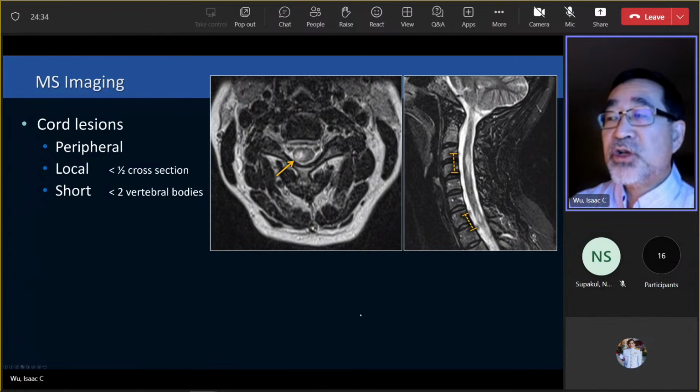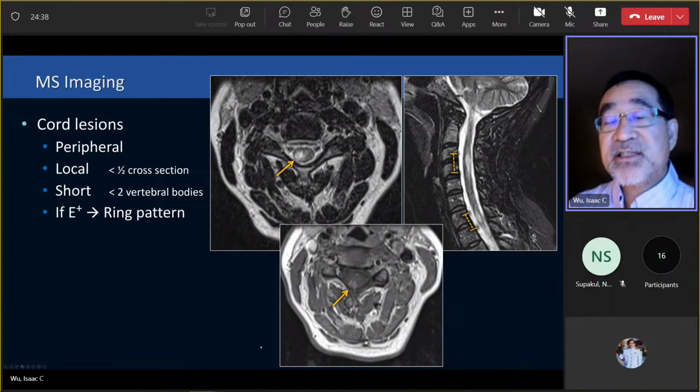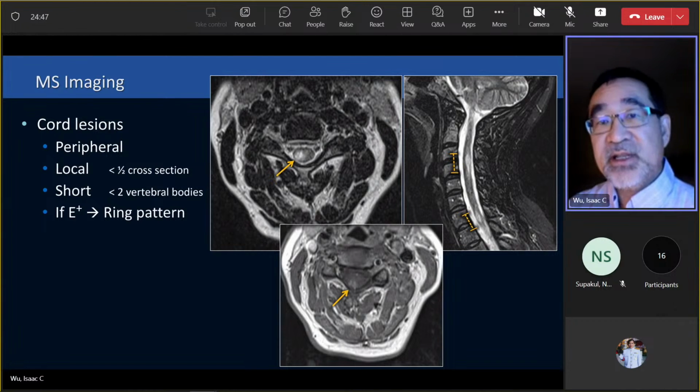And there's another lesion lower down, you can see it's also very short. And if it enhances, you can also have a similar rim enhancement pattern. But what I noticed is that a lot of the time they tend to be just enhanced, not necessarily rim enhancement like in the brain.